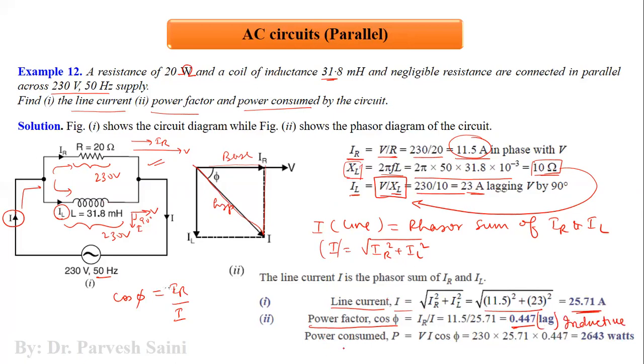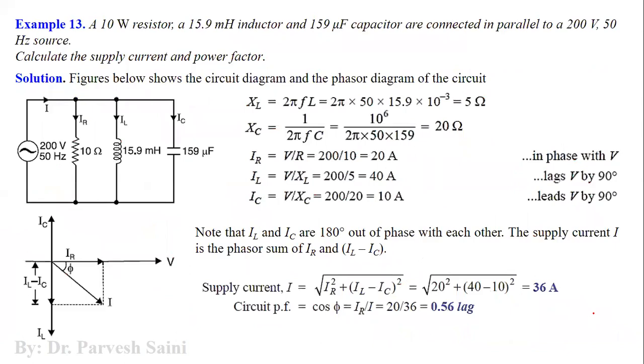Okay. So the power consumed can be calculated by this formula. This is the general formula for calculating the power consumed by an AC circuit, and the value is 2643 watts, right? Now let us take another example of a parallel AC circuit in which we have all the three components connected in parallel to one another. We have to find out the value of this current I and the power factor.